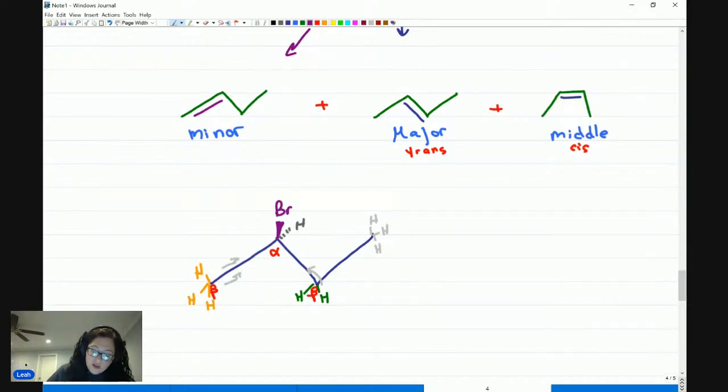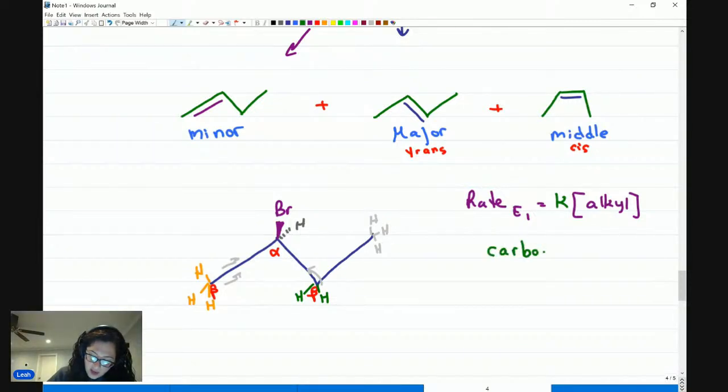A couple of takeaways for the E1 reaction. Just like with SN1, the rate of an E1 reaction is equal to some constant K specific to the reaction times the concentration of the alkyl halide, the molecule holding the leaving group. What you're looking for in an E1 reaction is an absolute carbocation intermediate. You cannot have E1 without a carbocation. It is a slow reaction because it has a carbocation. It follows Zaitsev's rule.